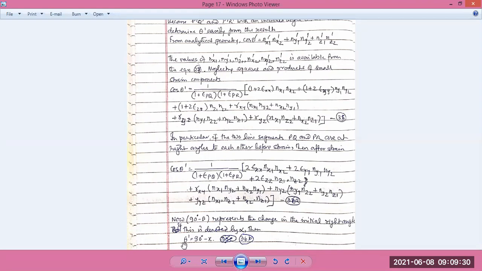Okay, just 1 second. Theta dash will be equal to 90 degrees minus alpha itself, where alpha represents the change in the initial right angle. It is not x but alpha.